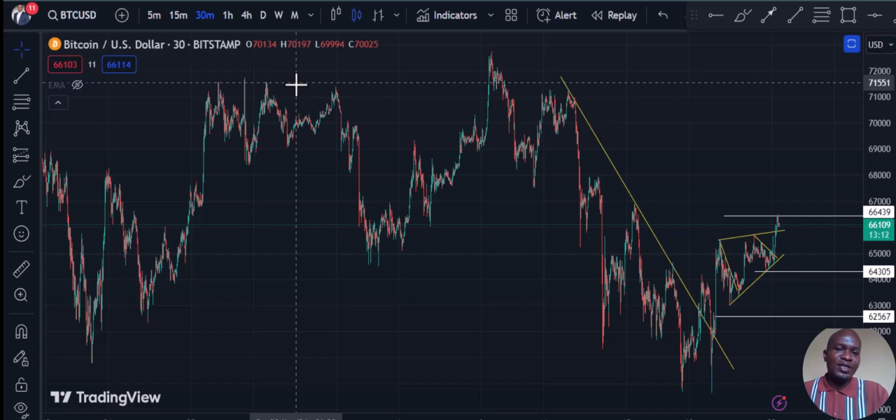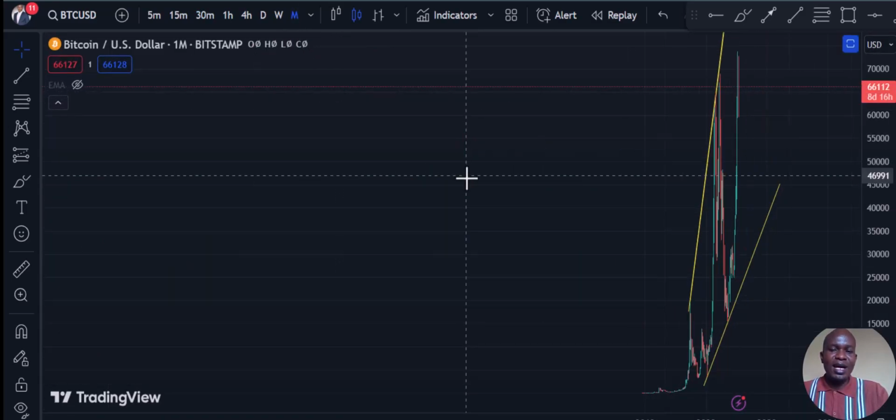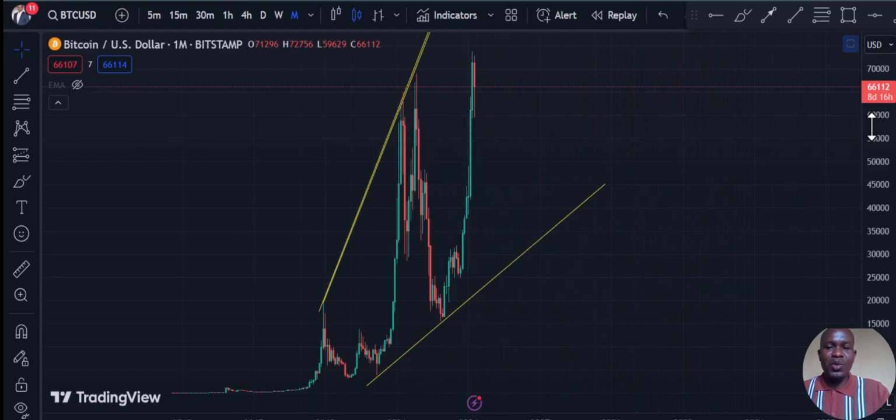So the first thing you need to do to interpret any crypto market is to understand the overall bias of the market. So permit me to go to the monthly time frame so we can do a top-down analysis on Bitcoin, so we understand what actually is going on with the market.